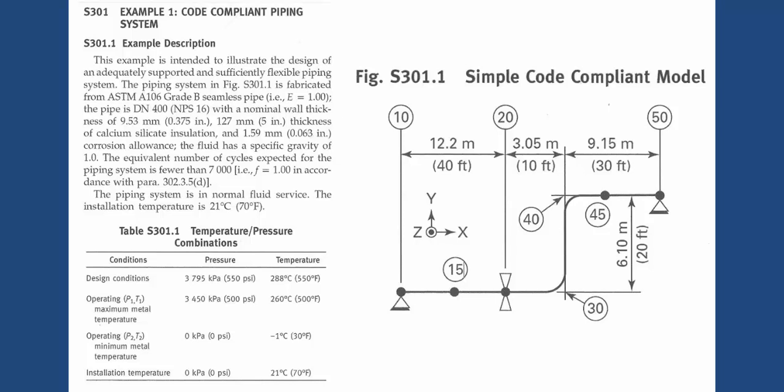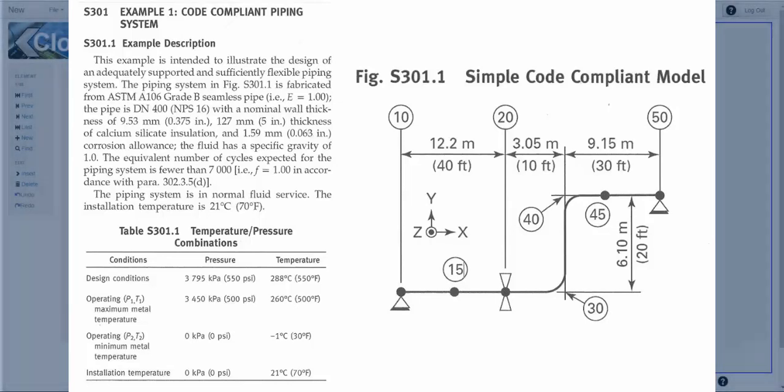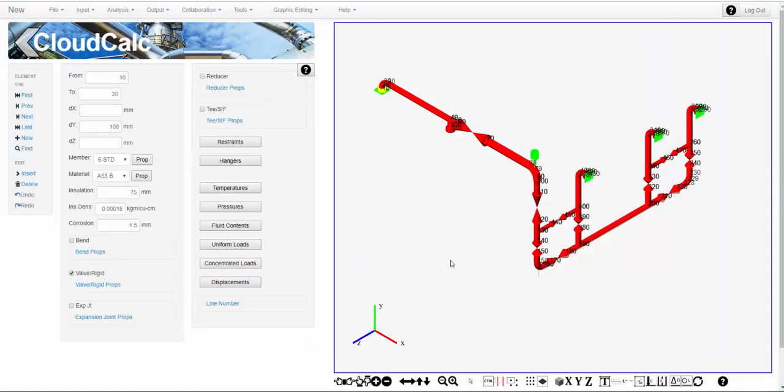As far as operating system conditions are concerned, it's got 2 temperatures, 500 degrees and 30 degrees, with an ambient of 70. The 500 degrees has a 500 psi pressure associated with it, and 30 degrees has 0 pressure. And I guess the number of cycles is 7,000 cycles. Anyway, the information's here, in Appendix S of B31.3. So let's go ahead and start to model.